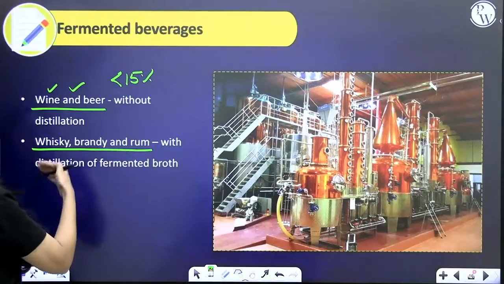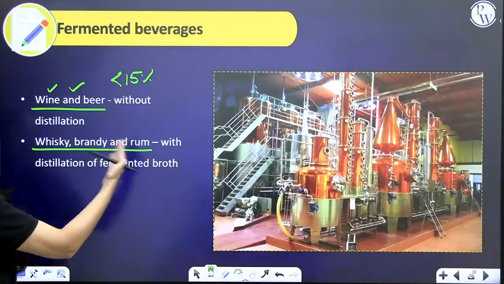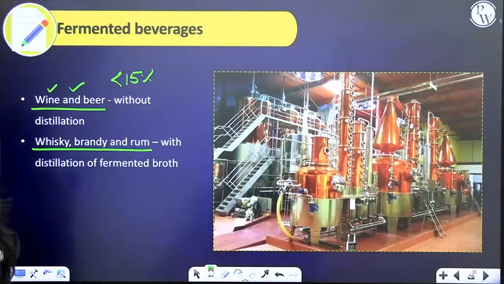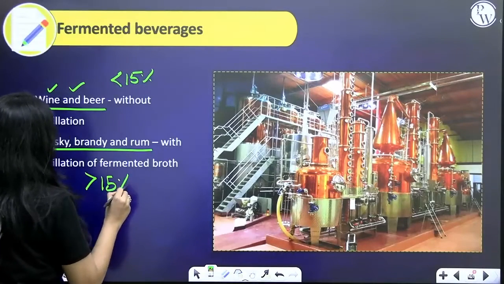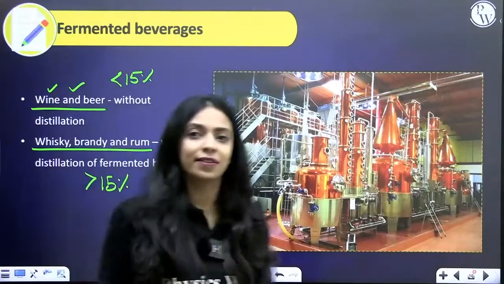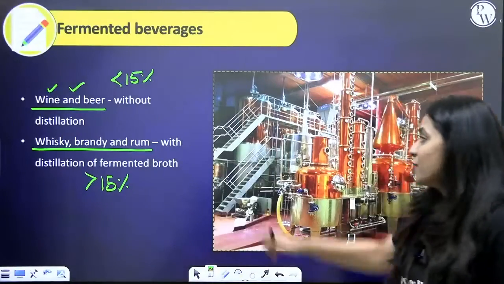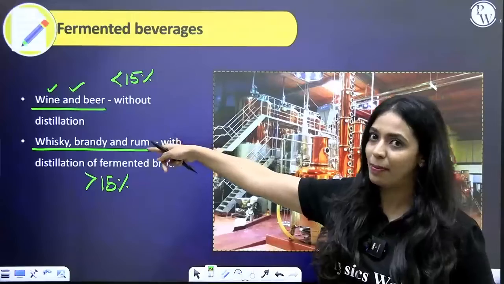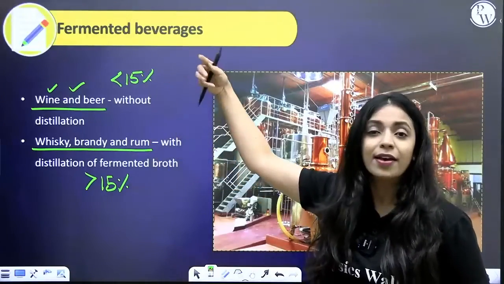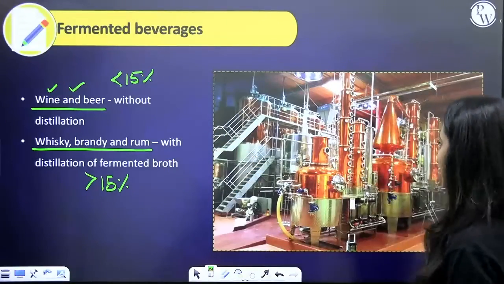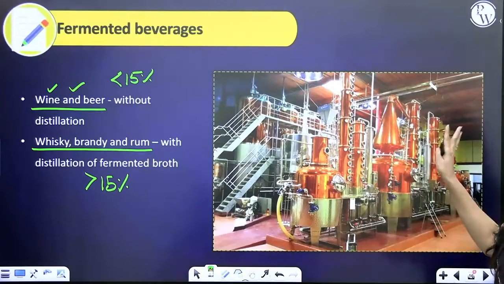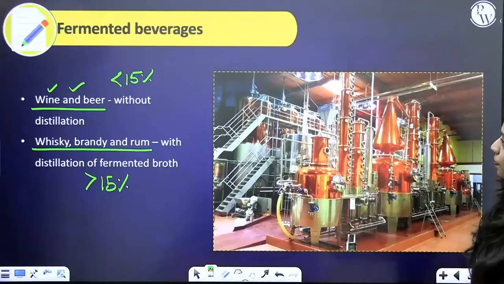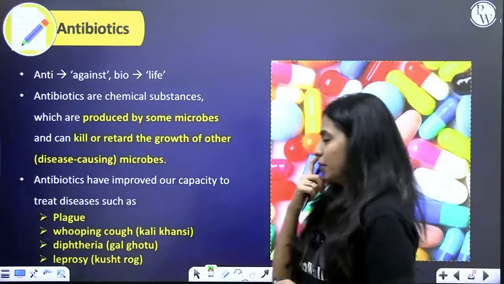But whiskey, brandy and rum would have gone through fractional distillation, because of which their alcohol content will be much higher than 15%. So these are examples that you'll have to remember, because questions are frequently asked on this in your entrance exams. So this is what a brewery looks like, really cool, shiny stuff, right? So yeah, that's about brewer's yeast.